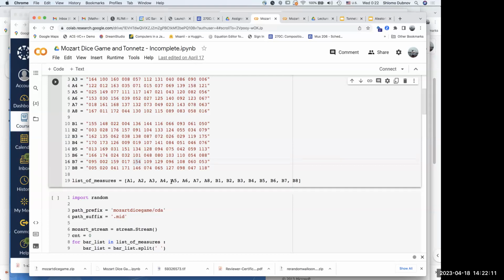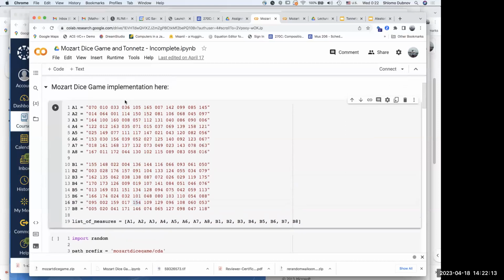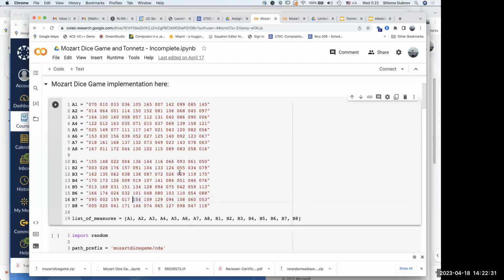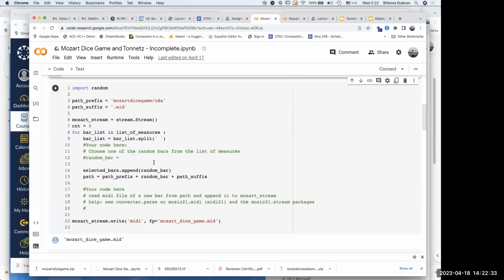We have basically a combinatorial number of possible compositions here, and you can calculate how many compositions there are. So you have 11 options at every step, and you have 16 steps. So you have 11 to the power of 16 possible compositions encoded in this database, okay? So what you'll do is make that sequence of selected bars.